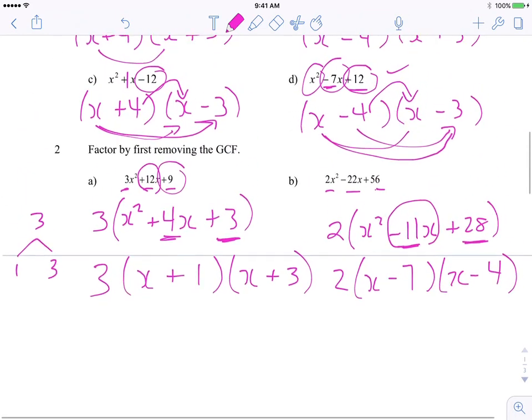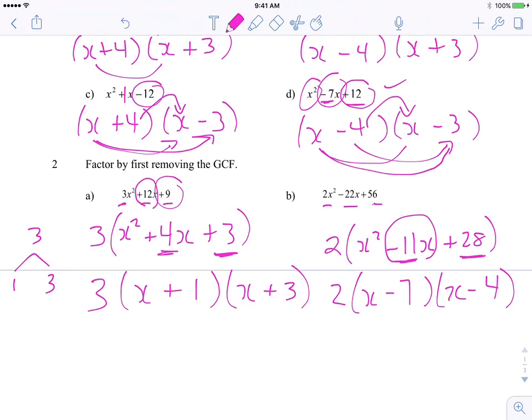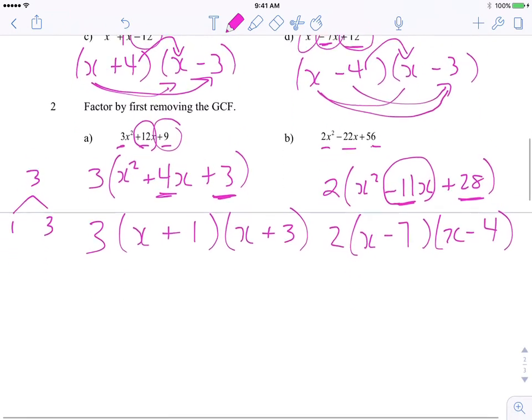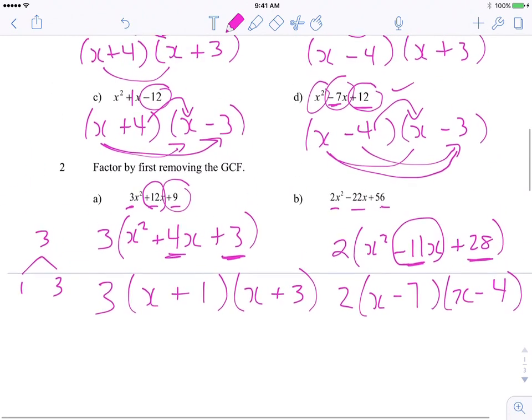And that's it. It'd be great to master the skill of factoring when a is 1 and removing the GCF. It's great to go over these questions again and practice them on your own and come back and see if you've got the same answers.